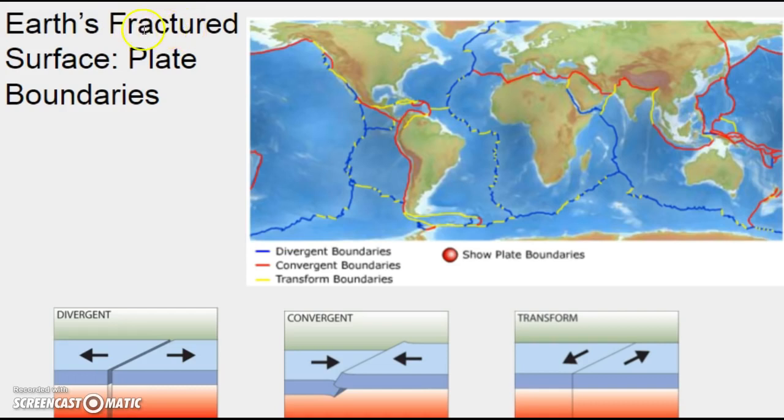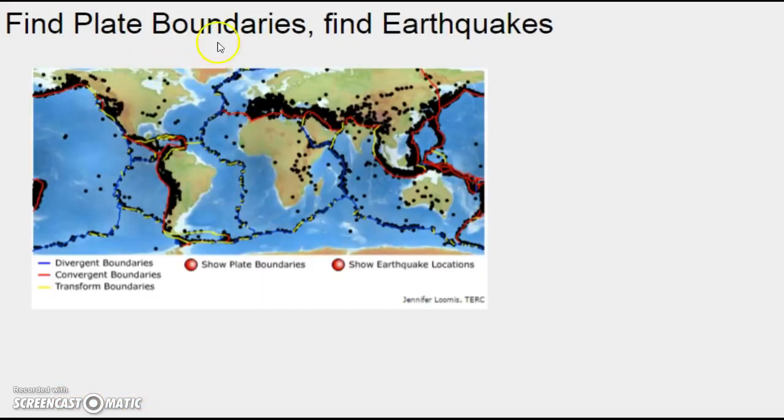We can also study these waves on the Earth's surface. The Earth's fractured surface, when we talk about plates, we'll really talk about plate boundaries. We can talk about divergent boundaries, these are in blue. We can talk about convergent boundaries, which are in red. And we can talk about transform boundaries, which are in yellow. And you'll find that where we find plate boundaries, we find a very active region of the Earth, particularly in terms of earthquakes. We also find volcanism here as well. But here I have where we find plate boundaries, we find earthquakes.